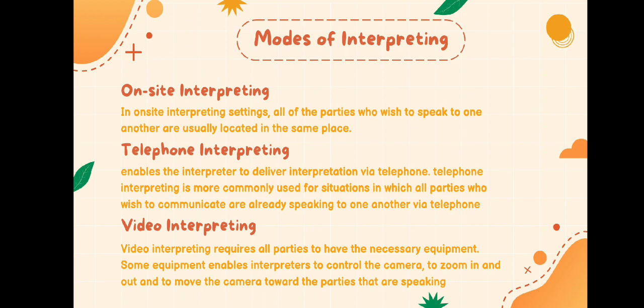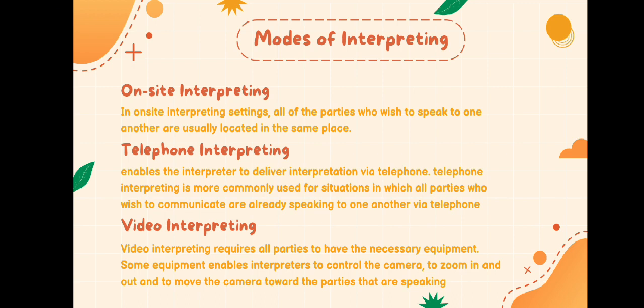Next is telephone interpreting. It enables the interpreter to deliver interpretation via telephone. Telephone interpreting is more commonly used for situations in which all parties who wish to communicate are already speaking to one another via telephone. For example, applications for insurance or credit cards that are taken over the phone, inquiries from customers to businesses that take place via telephone, etc.